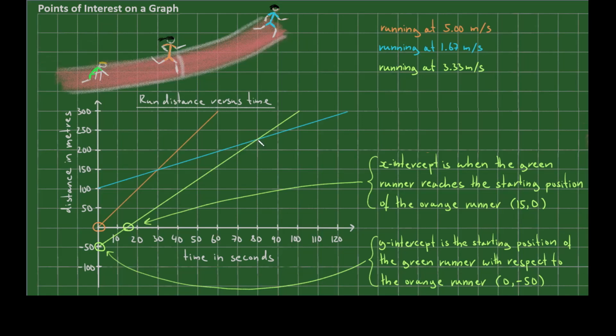We also have another point of intersection. This time, the point of intersection for the blue and green lines. This point of intersection represents the point in time when the green runner catches up to the blue runner. Let me look at one more example.